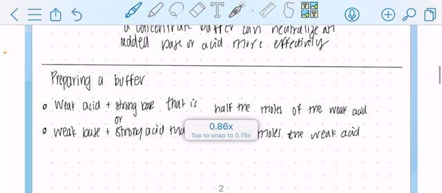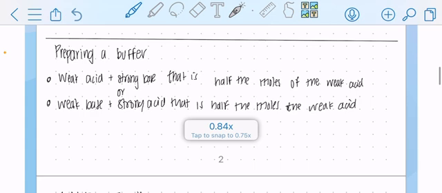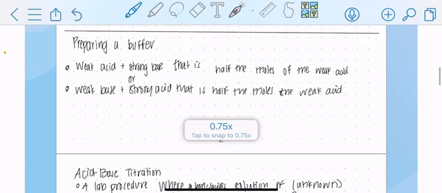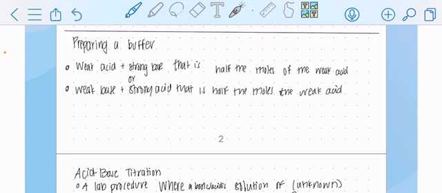When preparing a buffer with a weak acid plus a strong base, the strong base should be half the moles of the weak acid. With a weak base plus a strong acid, if you have a weak base, then you must add a strong acid that is half the moles of the weak base. And if you have a weak acid, then you should add a strong base that is half the moles of the weak acid.